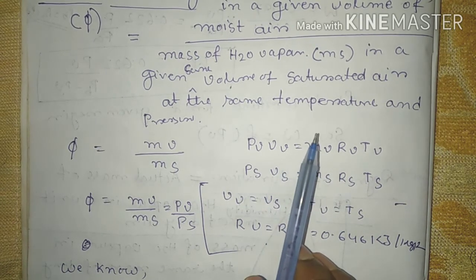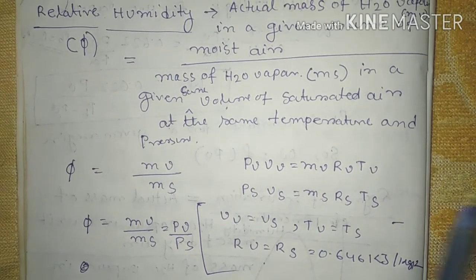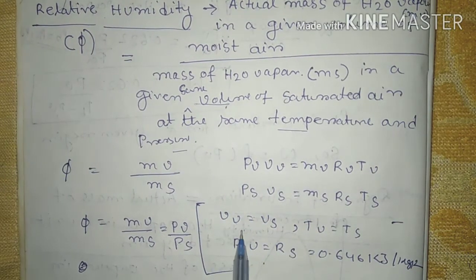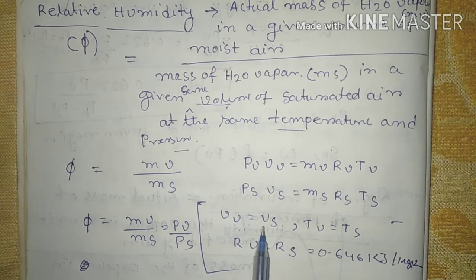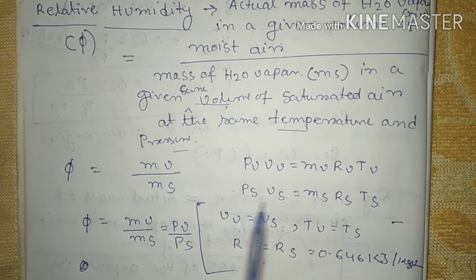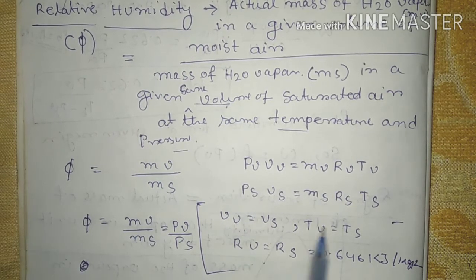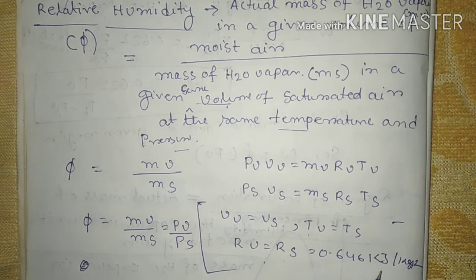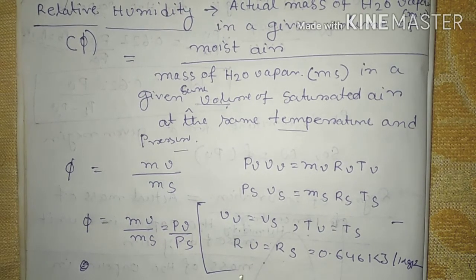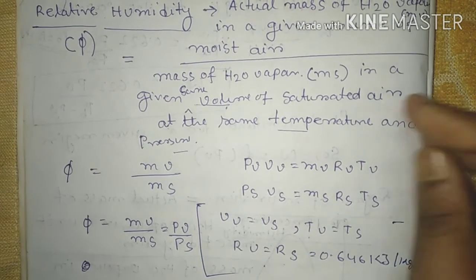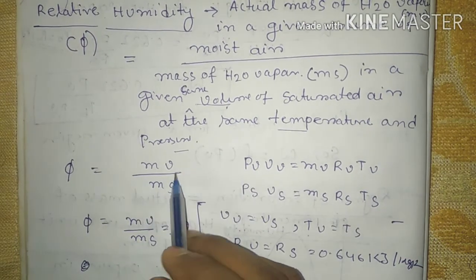Now as the definition says, it is the same volume, same temperature, same pressure, so underline this. VV is equal to VS because the volume is the same for moist air whether it is not saturated or saturated. TV is equal to TS, so the dry bulb temperature is also the same, and RV is equal to RS, equal to 0.46 kilojoule per kg Kelvin, right? Now as you know, phi is equal to mv by ms.